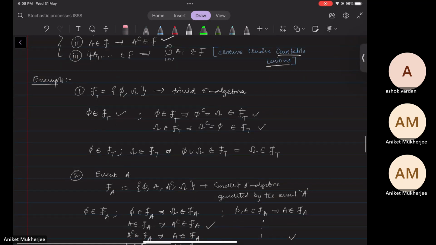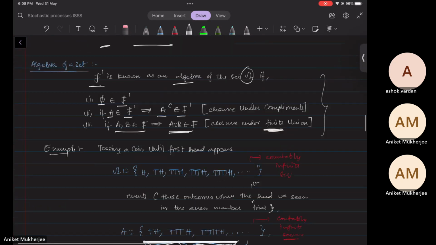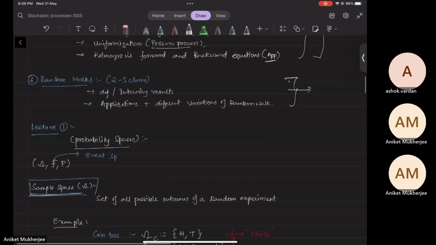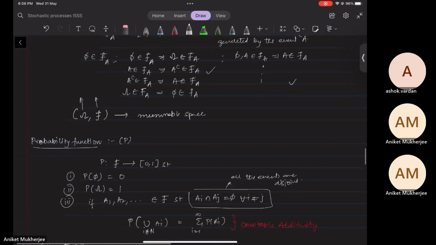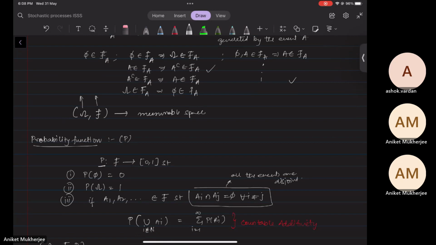So these are the two things of the probability space: the first one being the sample space and the next one being the event space. Then you define the probability measure. The probability measure is basically a function. You take an event and assign a number between 0 and 1 to it, saying the probability of this event happening is that number. Some axioms of probability: the probability of the null set is 0, and the probability of the certain event is 1.